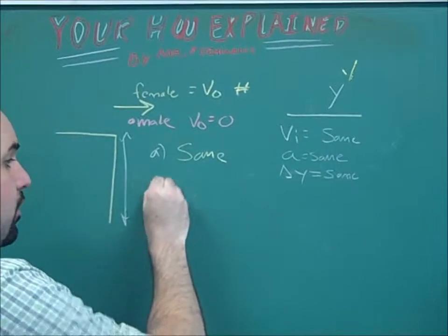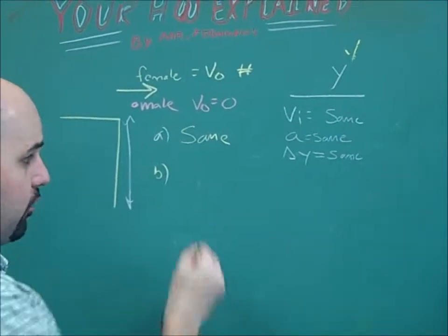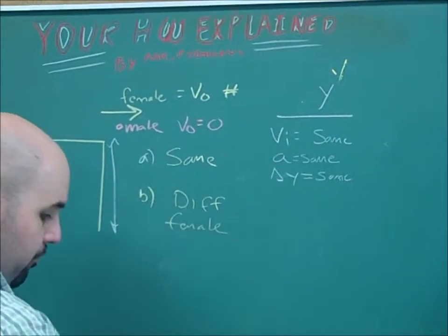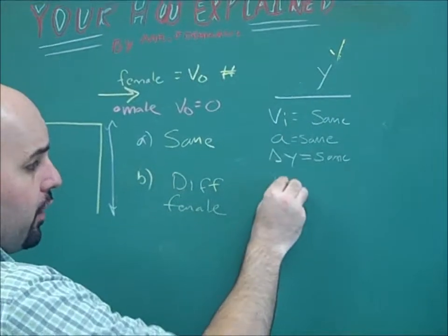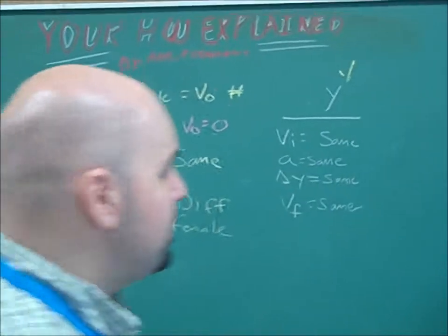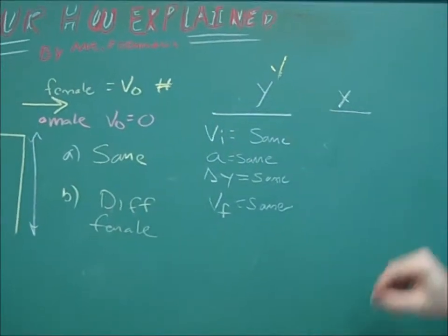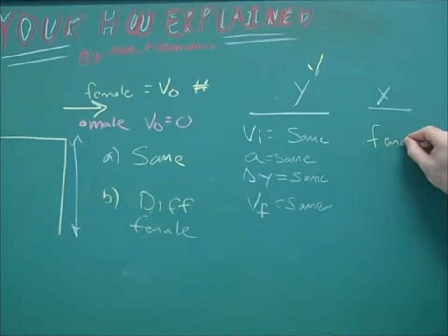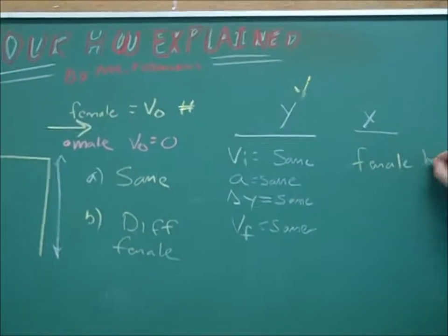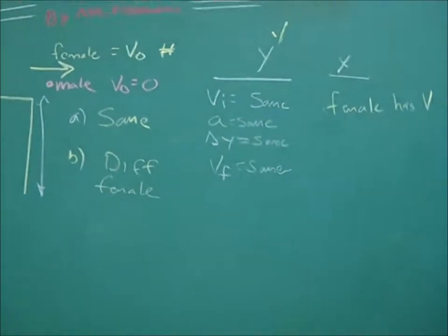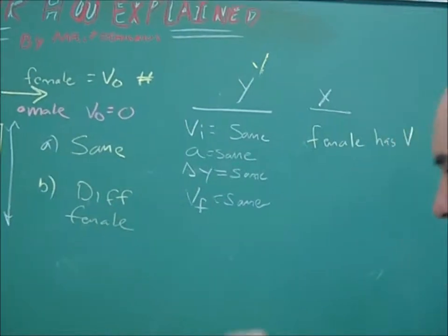But the next question is, how do their velocities compare when they hit? And the answer is, they're different. The female is definitely faster. If you were to solve for the final velocity in the y, they would be the same. But what is different is the x velocity. The male has none. The female, though, has some.